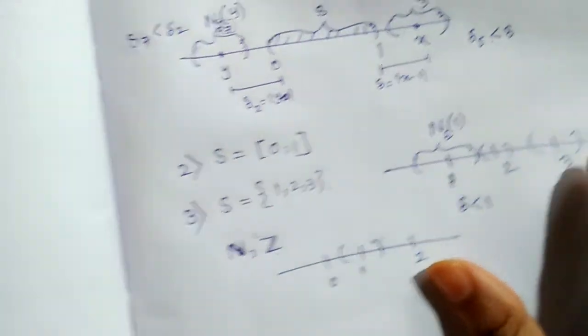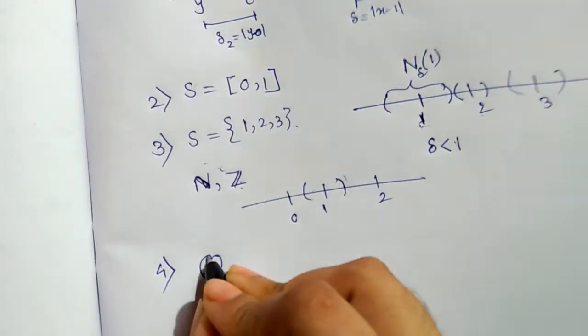Now our next example, example 4. This is the set of all rational numbers.